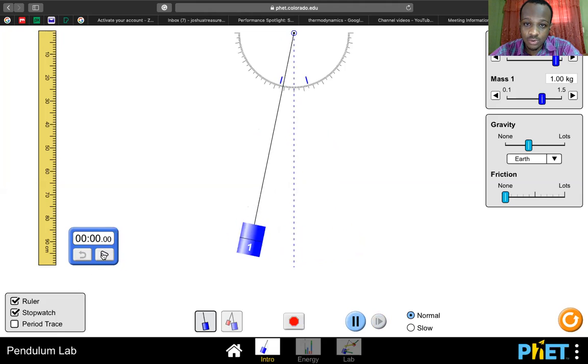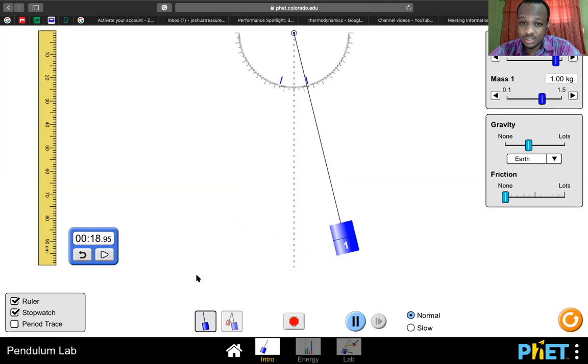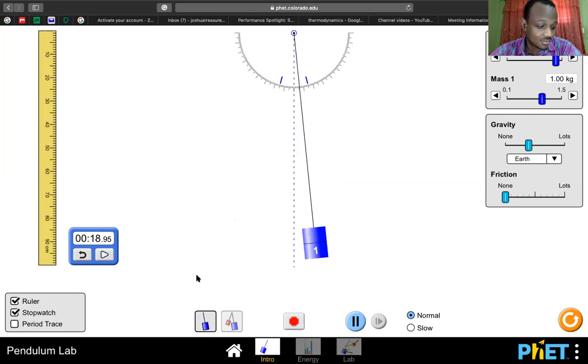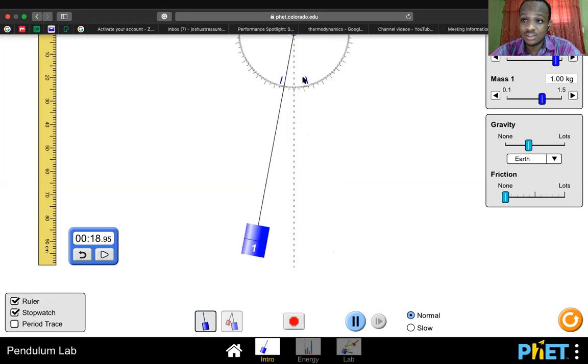So we allow it to run, we reset our stopwatch, and we start it here. 1, 2, 3, 4, 5, 6, 7, 8, 9, 10. So we realize now that if we increase the length, what will happen? The length affects the period of the simple pendulum, sir. How long it takes? Perfect. That's what I want to bring out for the rest of this class.